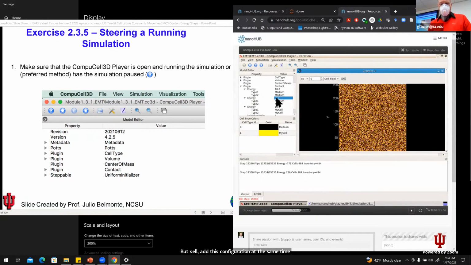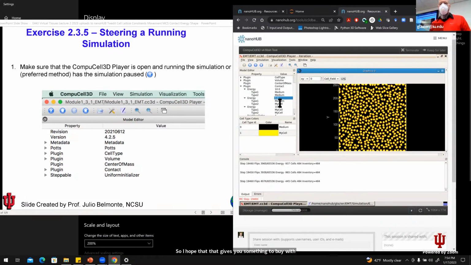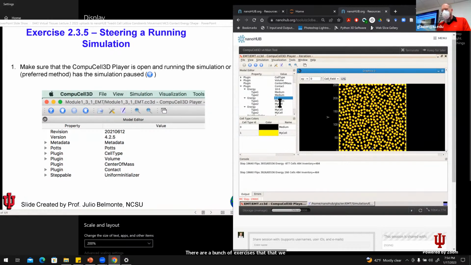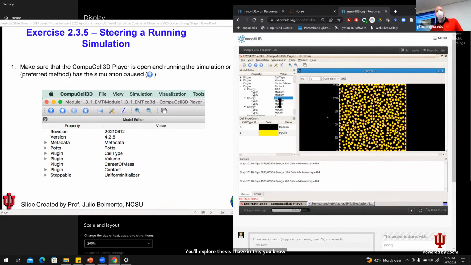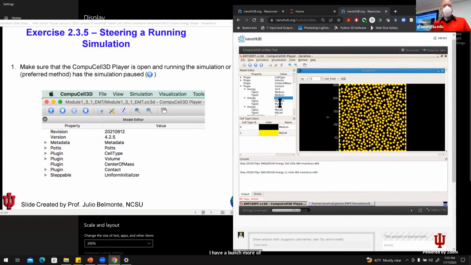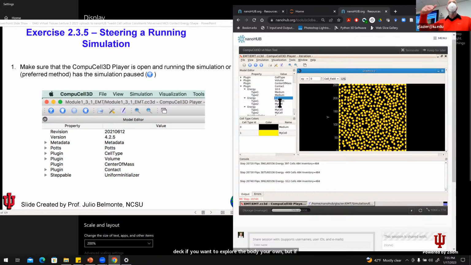And so I hope that that gives you something to play with. There are a bunch of exercises that we could do here, and in the homework, you'll explore these. I have a bunch more of them in the slide deck, and you'll have access to that deck if you want to explore them on your own. But if you can make this simple change by editing these energies yourself, you'll be able to do all of the simulations that come below.